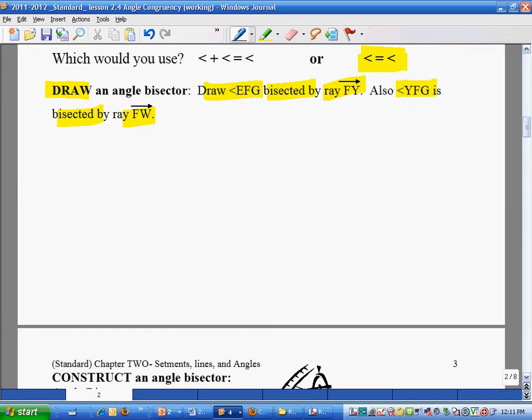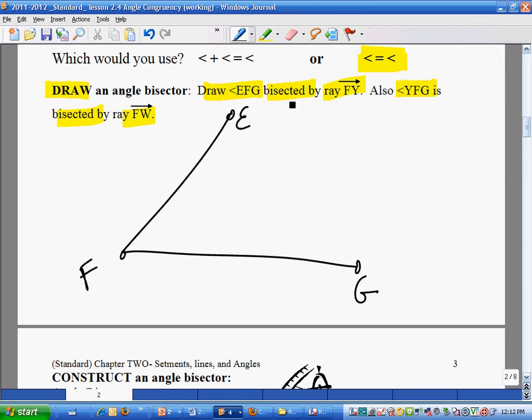Step number 1, EFG. So we have an E, we have an F, we have a G. Bisected by ray F, that's the same F. Now we have a Y. Bisect means to cut exactly in half. So like so, here's Y. If you don't have those hatch marks, it is not bisected.